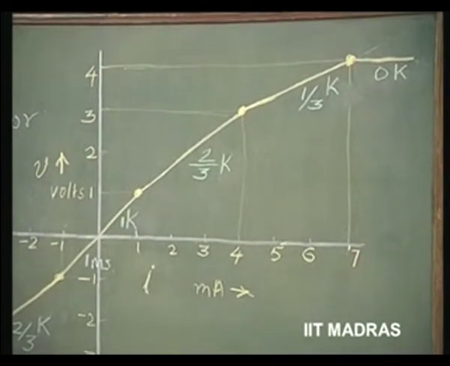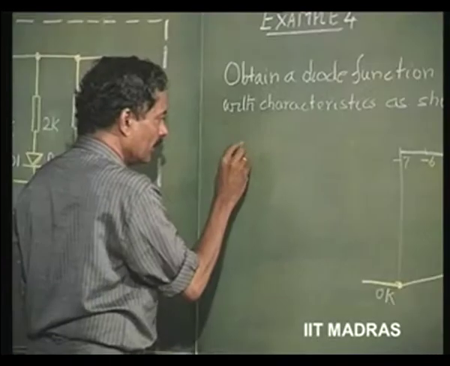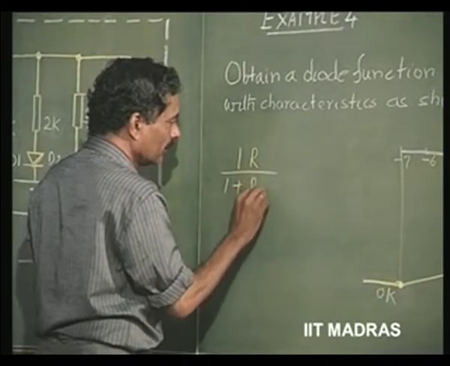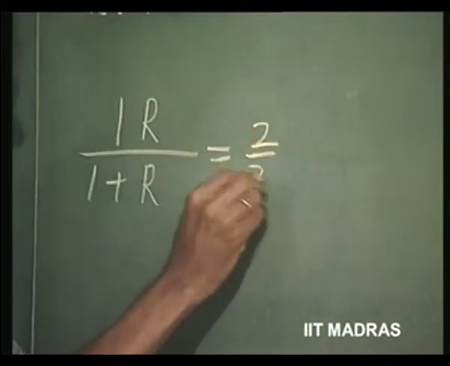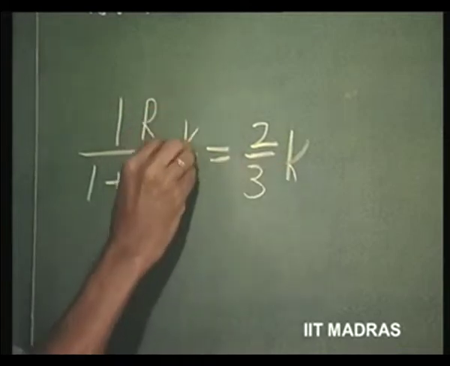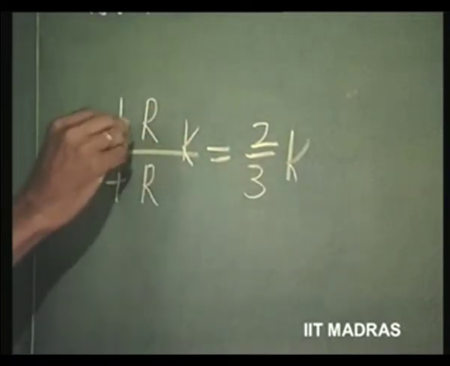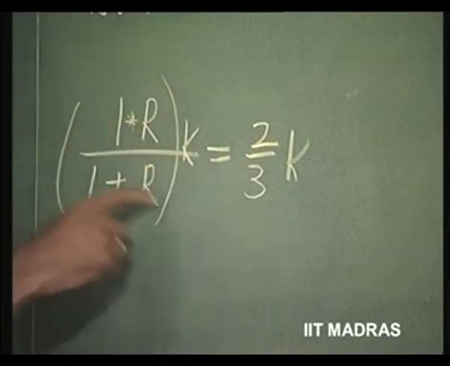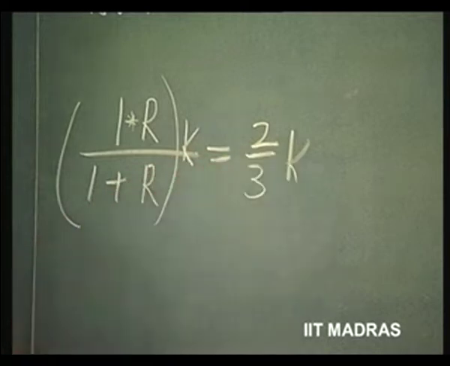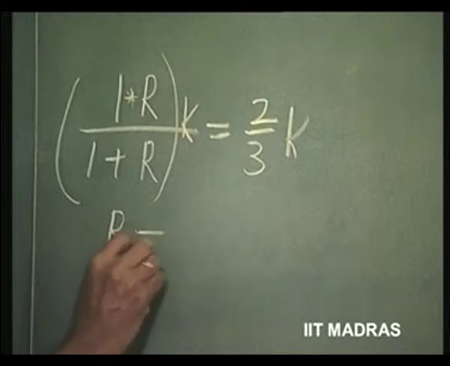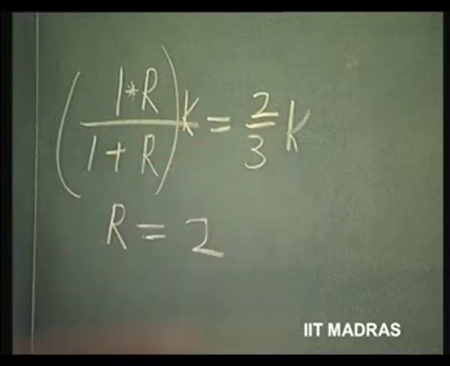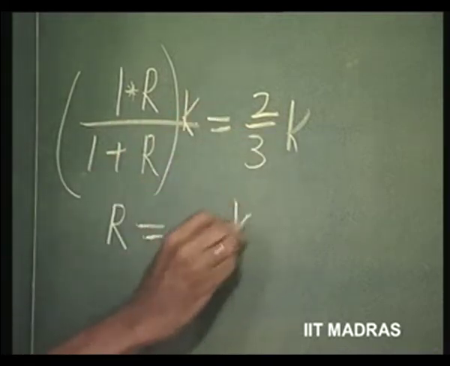That means 1 kilo ohm in parallel with another resistance should be equal to 2 by 3 kilo ohms. So, 1 kilo ohm in parallel with R, that is 1 into R by 1 plus R, that is a parallel combination, is 2/3 kilo ohm. So, R is going to be equal to 2 kilo ohms, because if R is 2 kilo ohm, 2 into 1 by 2 plus 1 is 2/3. So, R comes out as 2 kilo ohms.